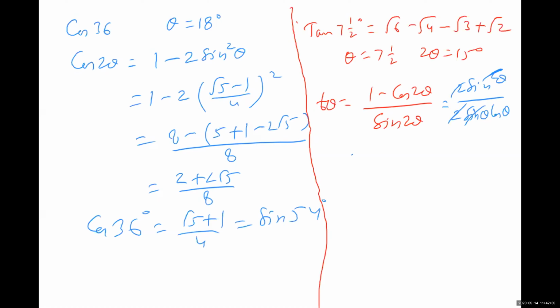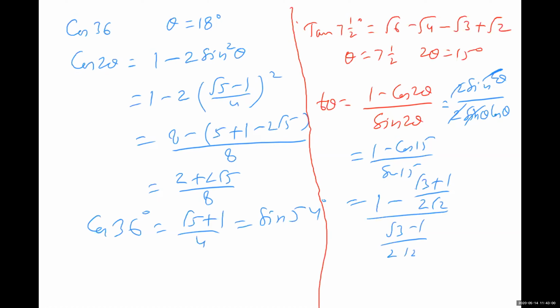Now you can directly put 1 minus cos 15 upon sin 15. These values, 45 minus 30. So 1 minus cos 15, cos 45 minus 30. So under root 3 plus 1 upon 2 root 2 upon under root 3 minus 1 upon 2 root 2.